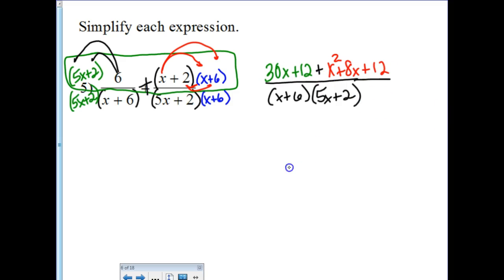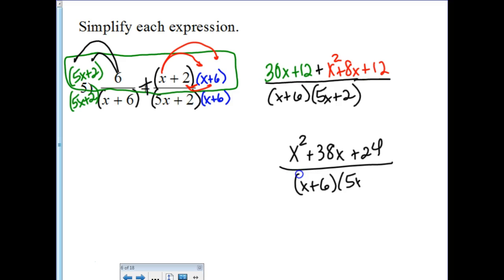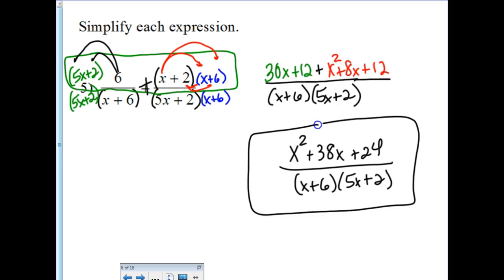So we have x squared plus 38x plus 24 over, and that denominator never changed. Now, I know some of you are very paranoid right now because you're like, wait a minute, is this one of those weird ones where at the end I have to factor and things cancel? That does happen sometimes here, but this is not one of those questions. This is not going to factor any further because that 38 is not going to factor into anything that multiplies to 24. So that's your answer.